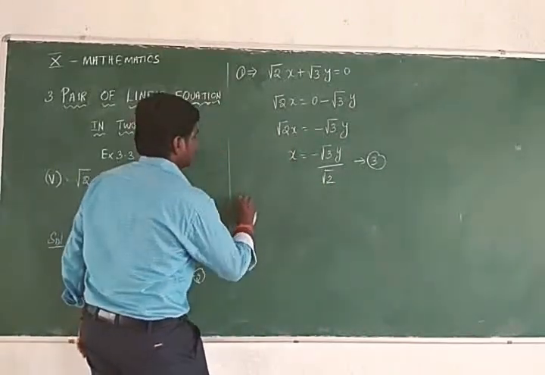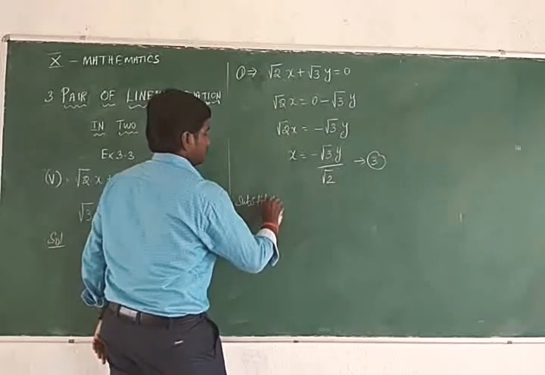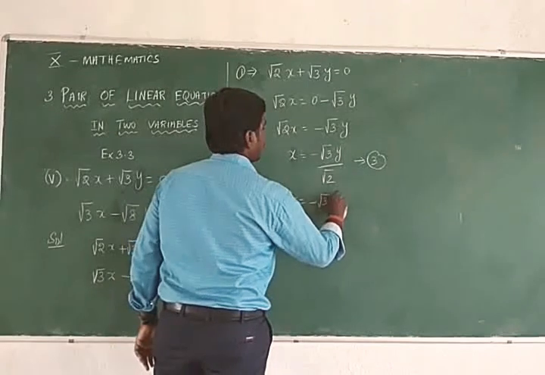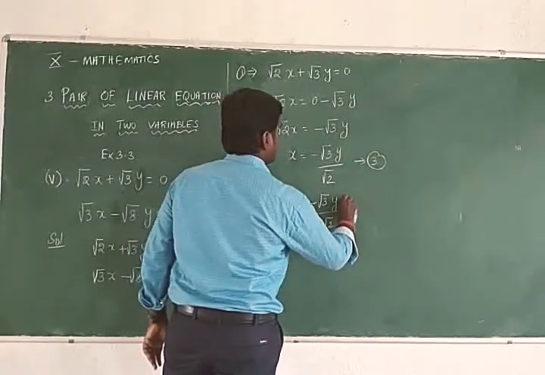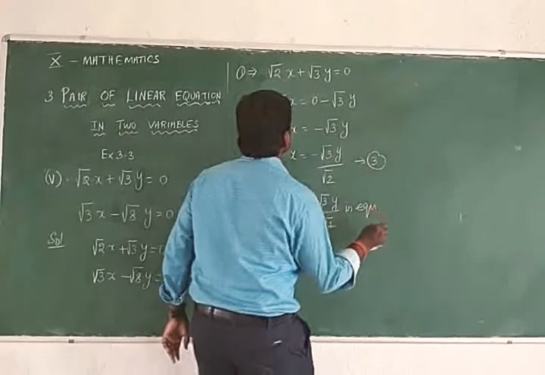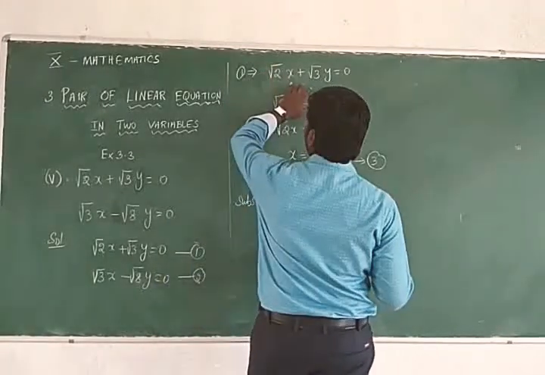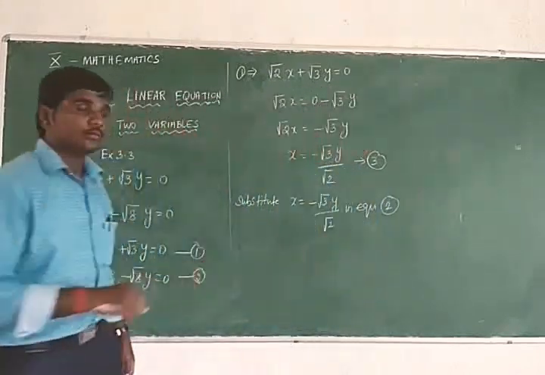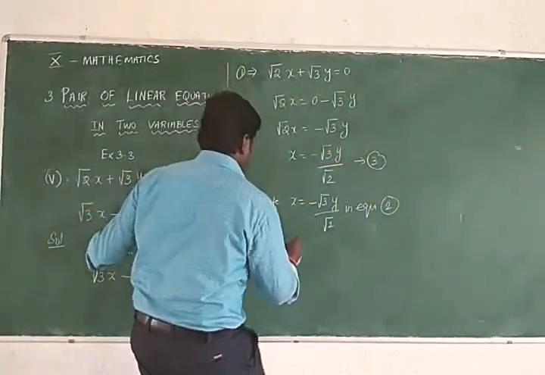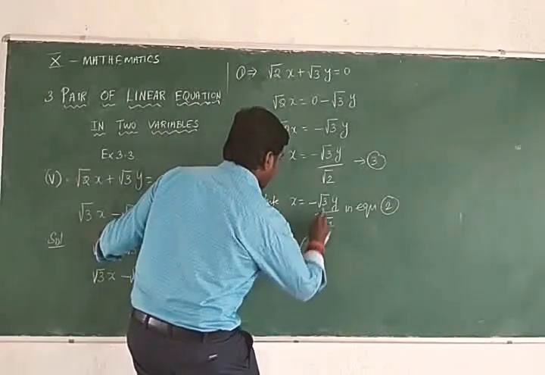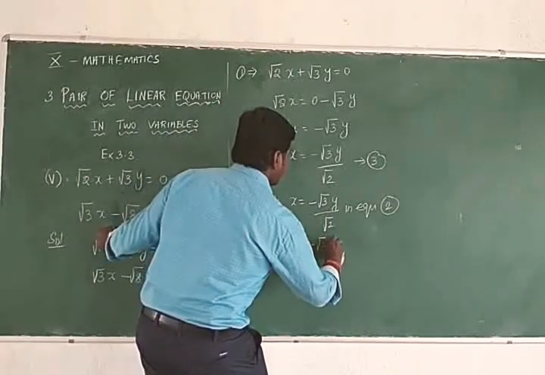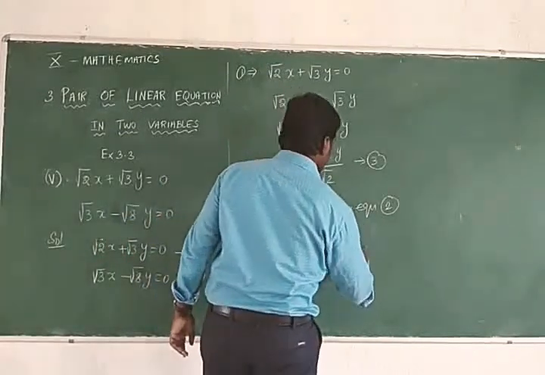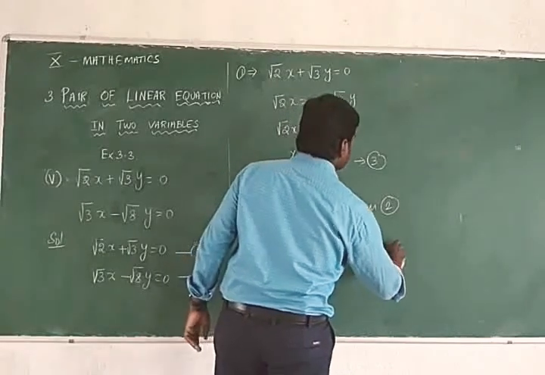Now substitute x is equal to minus square root of 3y divided by square root of 2 in the second equation. This value you found from equation number 1, so substitute it in equation number 2. So what is equation number 2? Square root of 3 into the x value, which is minus square root of 3y divided by square root of 2, then minus square root of 8y, is equal to 0.